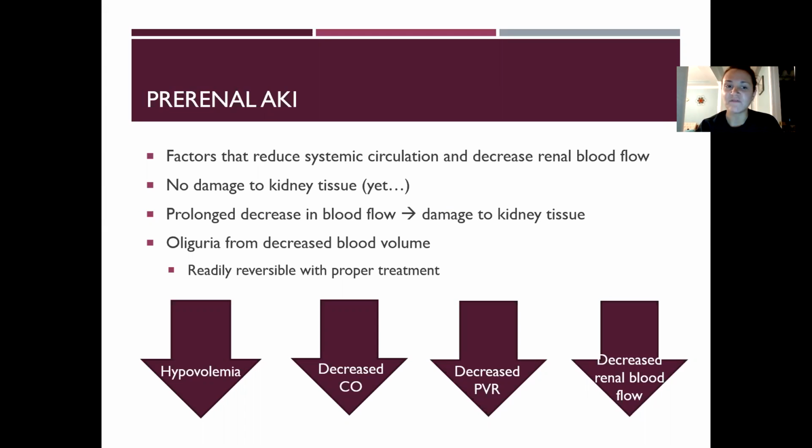A sign and symptom of this is going to be oliguria from decreased blood volume. So oliguria means low urine output. And we're going to have low urine output because the kidneys aren't being perfused to function properly. And then this type of AKI, pre-renal AKI, is readily reversible with proper treatment. So this is going to be conditions that cause hypovolemia.